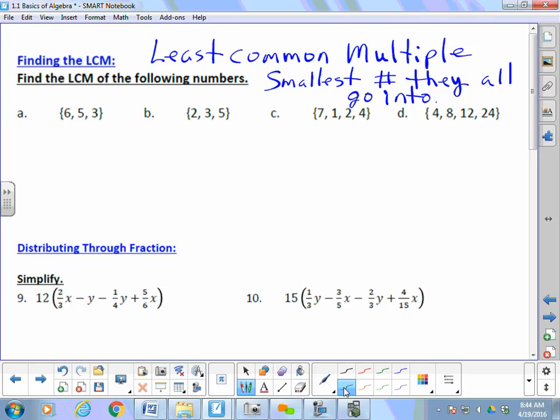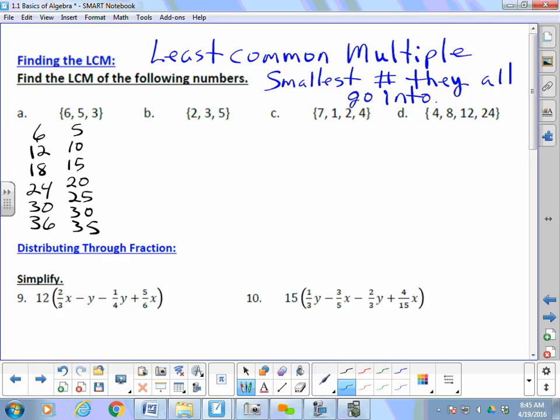I got the number 6: 6, 12, 18, 24, 30, 36. So write the multiples, and then we're going to find the smallest one that all of them have. Then 5: 10, 15, 20, 25, 30, 35, and so on.